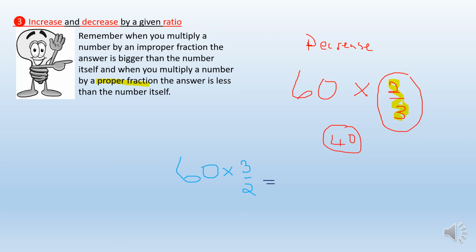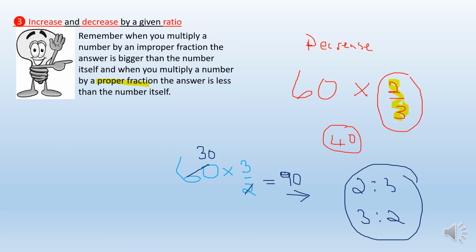Okay, half of 60 is 30, and 30 times 2. All right, so half of 60 is 30, and 30 times 3 gives you 90, which is considerably higher. So this 3 over 2 or 2 over 3 could have been a ratio of 2 is to 3 or 3 is to 2, depending on what the question is asking of us.